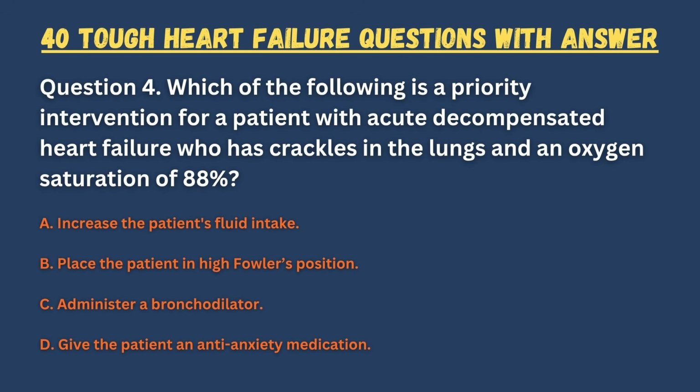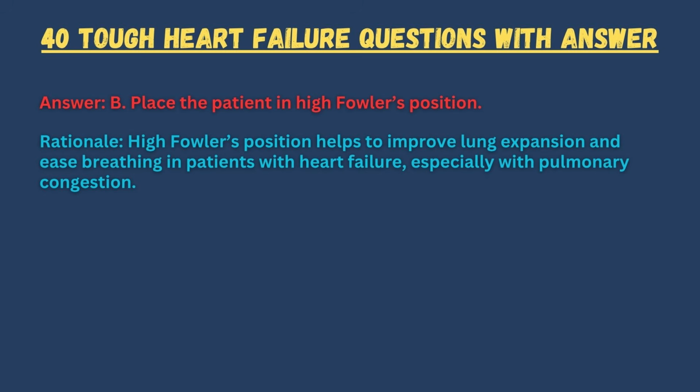Question 4. Which of the following is a priority intervention for a patient with acute decompensated heart failure who has crackles in the lungs and an oxygen saturation of 88%? A. Increase the patient's fluid intake. B. Place the patient in high Fowler's position. C. Administer a bronchodilator. D. Give the patient an anti-anxiety medication. Answer: B. Place the patient in high Fowler's position. Rationale: high Fowler's position helps to improve lung expansion and ease breathing in patients with heart failure, especially with pulmonary congestion.